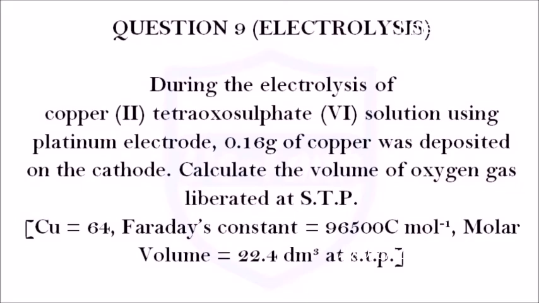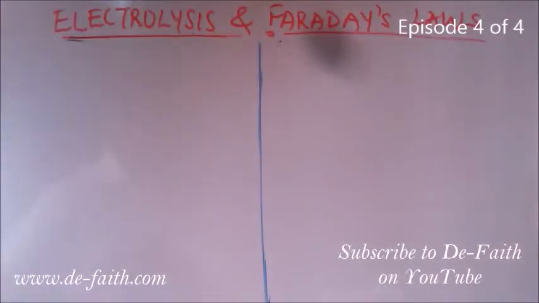During the electrolysis of copper(II) tetraoxosulfate(VI) solution using platinum electrode, 0.16 gram of copper was deposited on the cathode. Calculate the volume of oxygen gas liberated at standard temperature and pressure. Now this is also simple, and this is how we go about this.